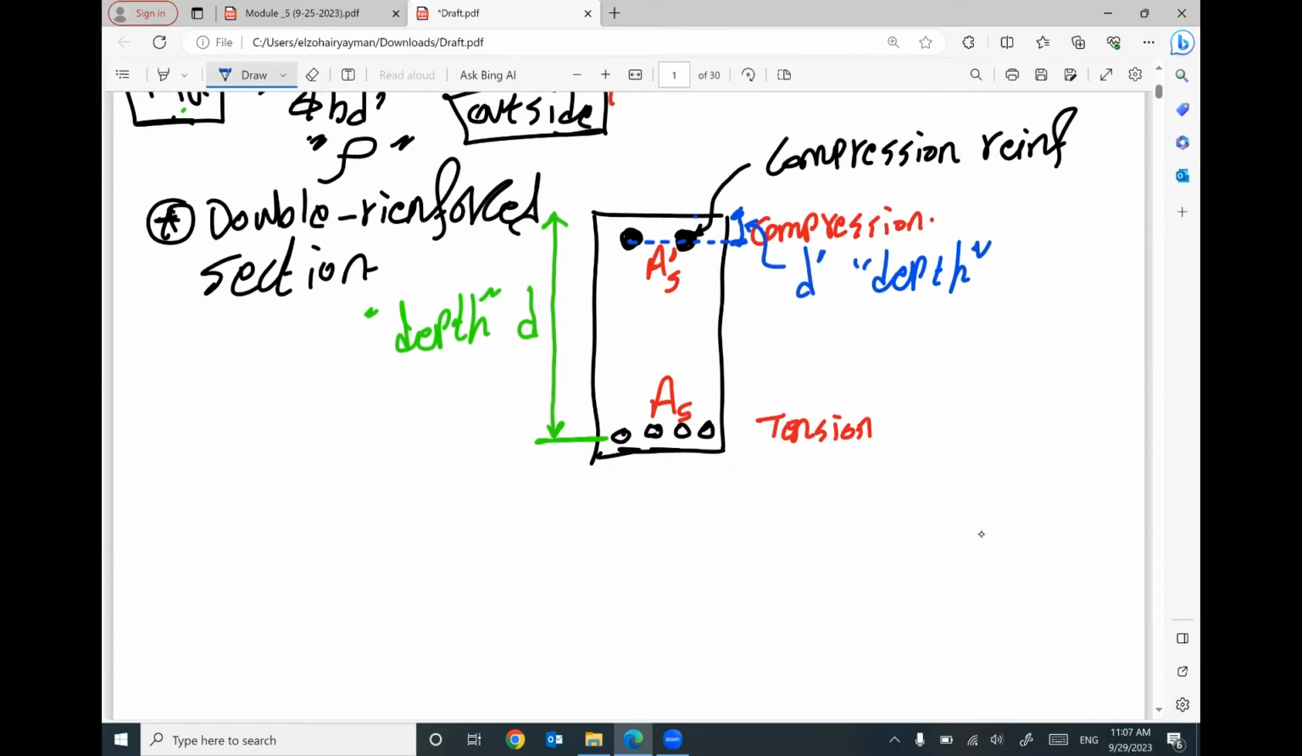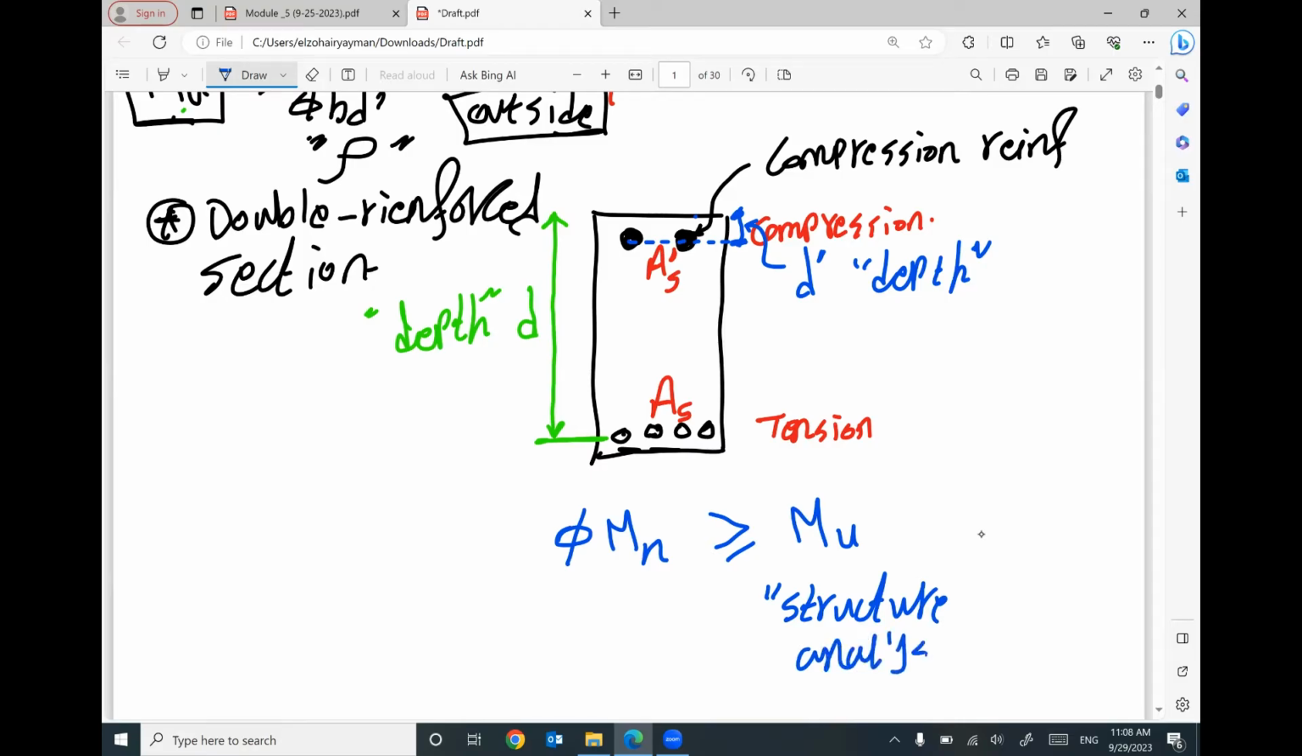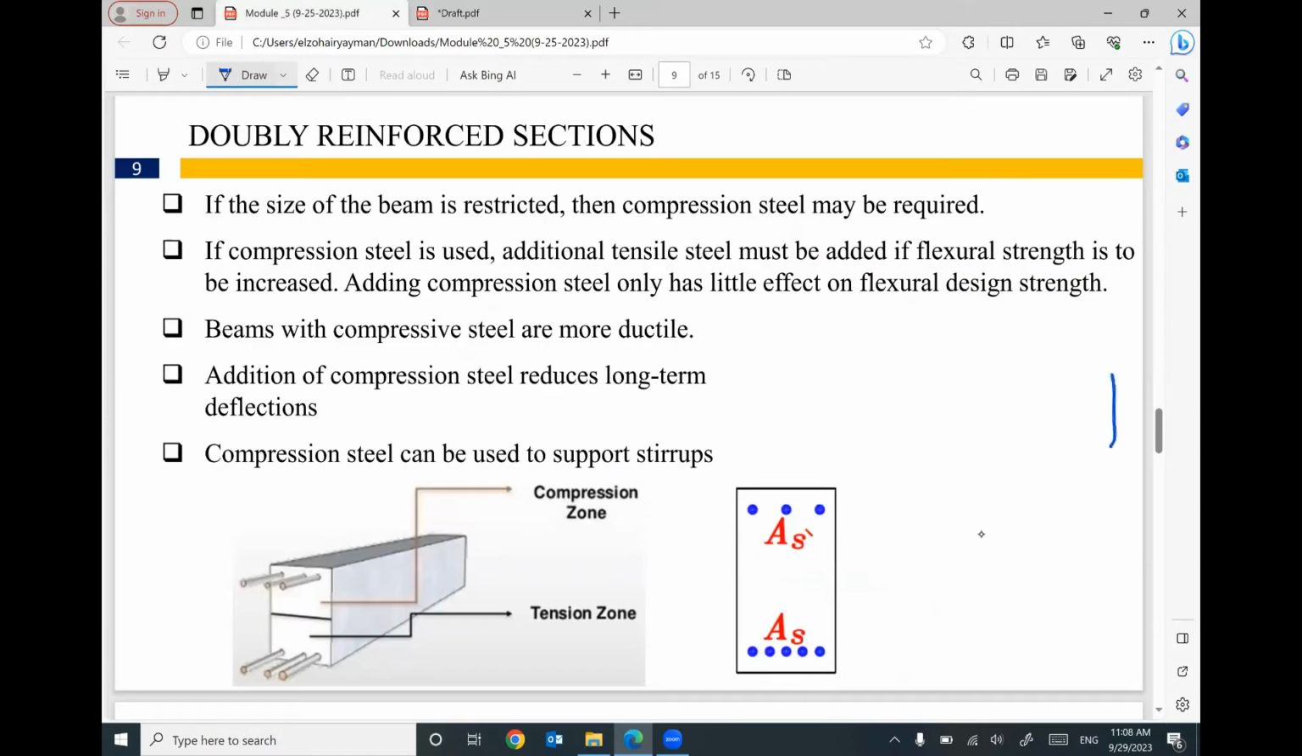Then the technique to design your double reinforced section, everything will be given. I will figure out the design moment strength and make a comparison with the M ultimate, to make sure your design moment strength is greater than the ultimate moment, which is coming from structural analysis. So M ultimate is coming from structural analysis, from the dead load, live load, wind load, whatever. This one is coming from your design. How to figure out the phi Mn? We have a technique here.